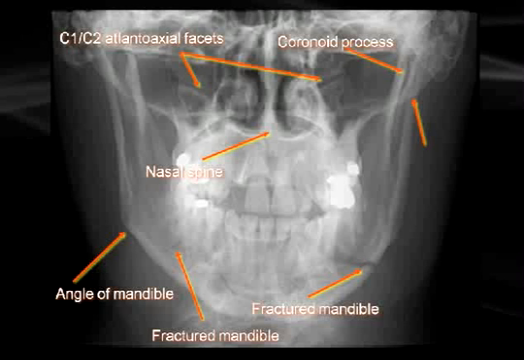And you can see through these lucencies the C1, C2 atlantoaxial facet joints. Nasal spine, you can see some fillings in their teeth, and a coronoid process for the attachment of the temporalis muscle.